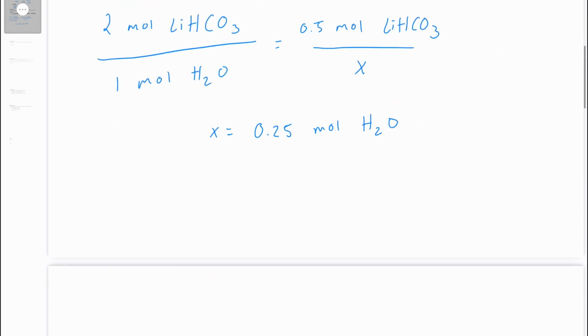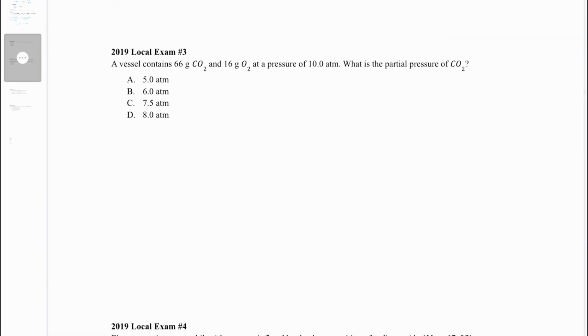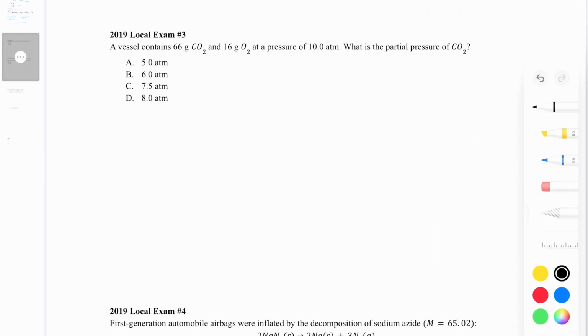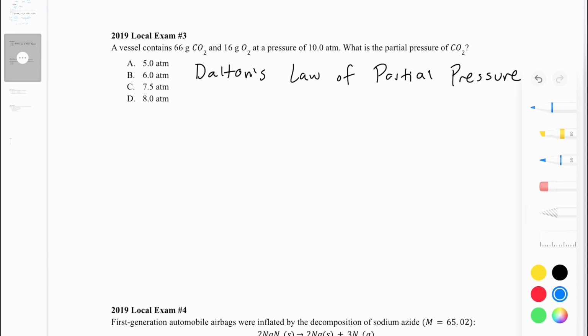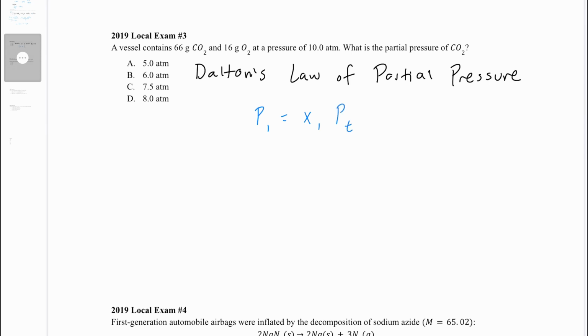Let's go to question 3. A vessel contains 66 grams of carbon dioxide and 16 grams of oxygen at a pressure of 10 atmosphere. What is the partial pressure of CO2? For this question, it's really helpful to know a certain relationship called Dalton's law of partial pressure. It states that the partial pressure of a substance, P1, is equal to the mole fraction of that substance times the total pressure. We can apply this to the partial pressure of carbon dioxide.